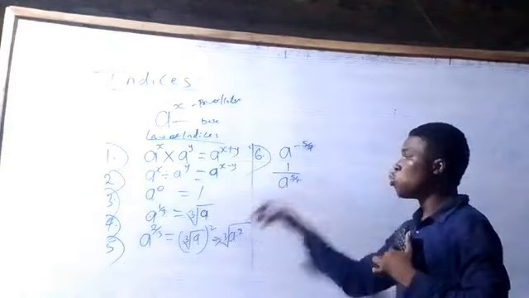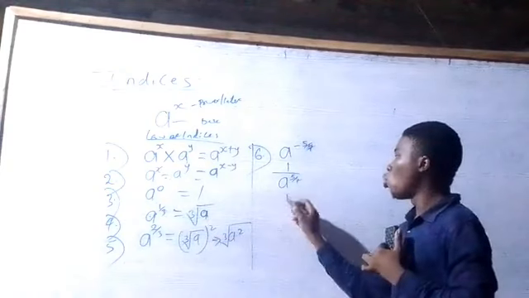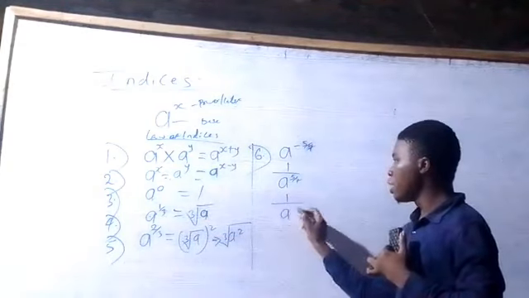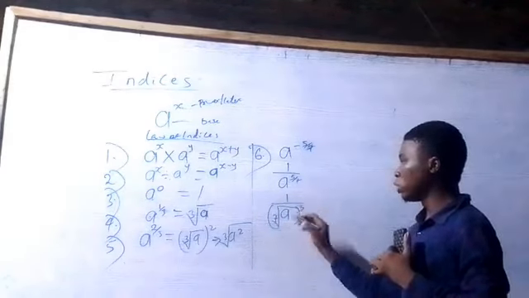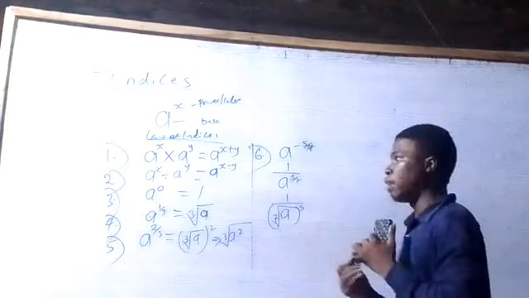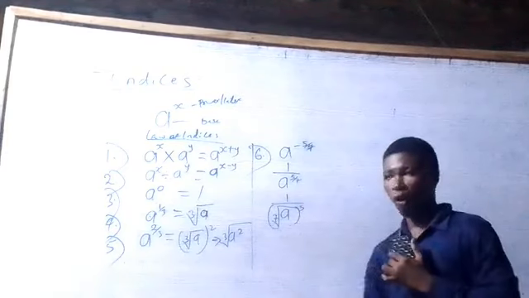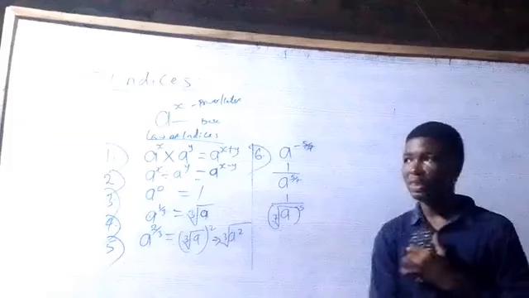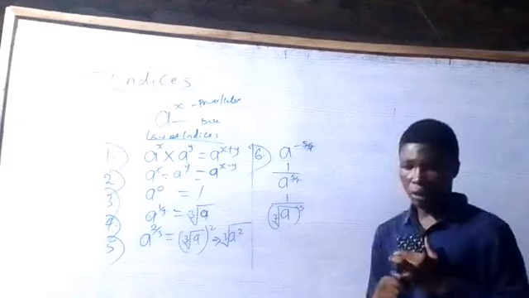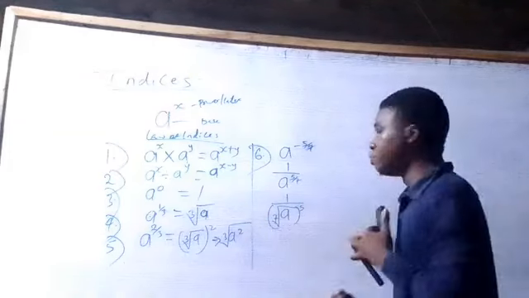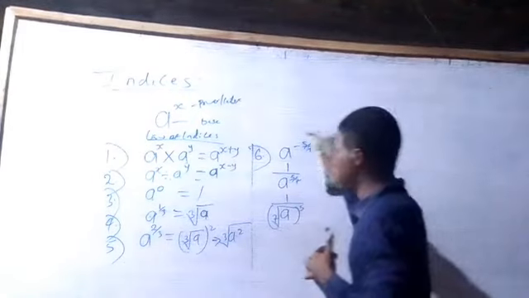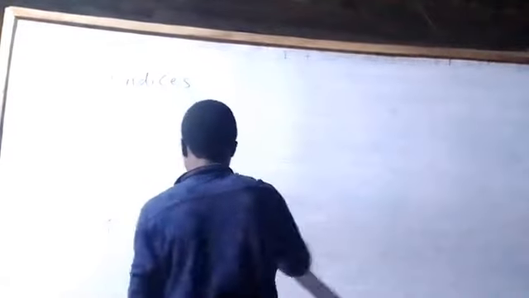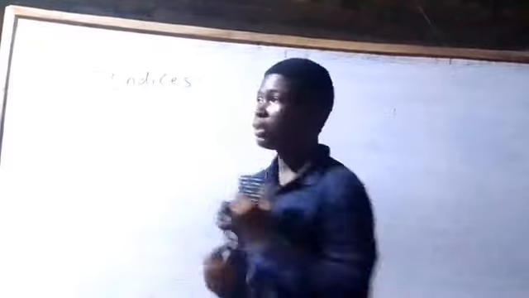We're not done. So we are now going to do it like this. We have 1 over the 7th root of A, all raised to power 5. So these are the basic laws of indices. I'll just give us questions to solve, and we think we are done with that.